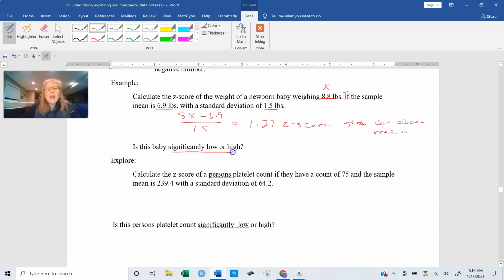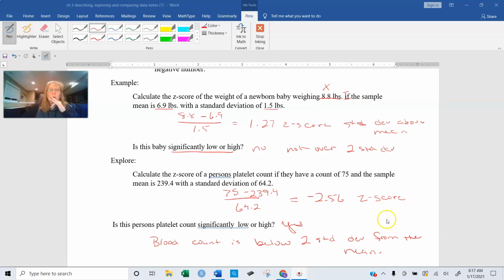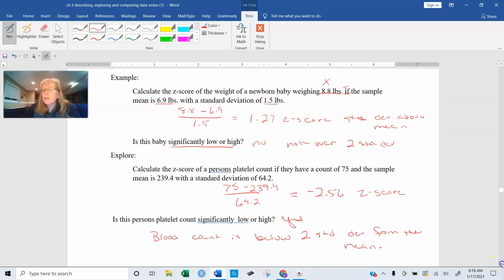Is it significantly high or low? The answer is no, it's not over 2 standard deviations or below 2 standard deviations. Okay, pause and do yours. Okay, I hope you found out this person's in trouble. You took his platelet count, you subtracted the average platelet count, you divided by the standard deviation, and you got a negative 2.56 z-score. This means this person's blood count, or platelet count, is below 2 standard deviations from the mean, so there is something wrong. Something needs to be checked.